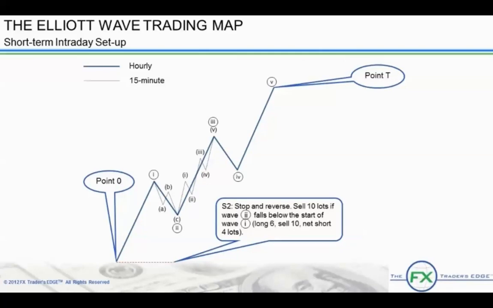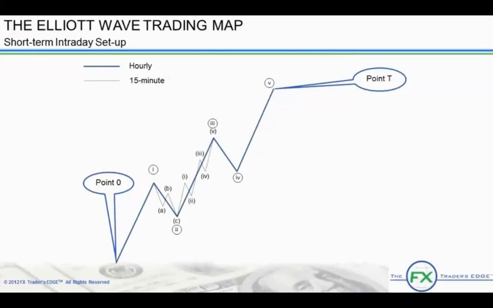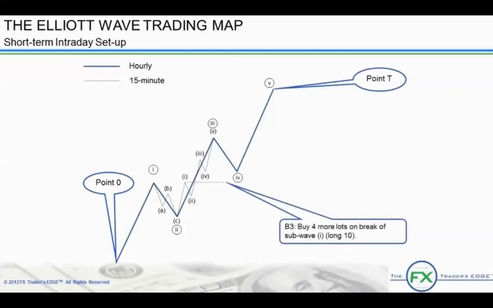If we do drop below the start of wave 1 circled, then the wave 1 circled is likely a larger degree wave 4 and the move down hasn't completed yet. If we are indeed in a wave 3 circled, we want to be long the 10 lots. So we wait for subwaves 1 and 2 to complete before buying again. This time we buy when the price takes out the top of subwave 1.